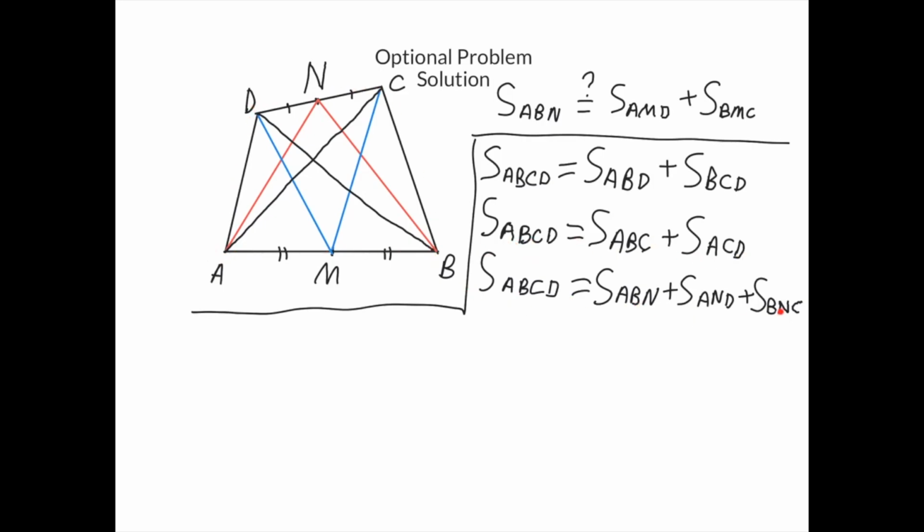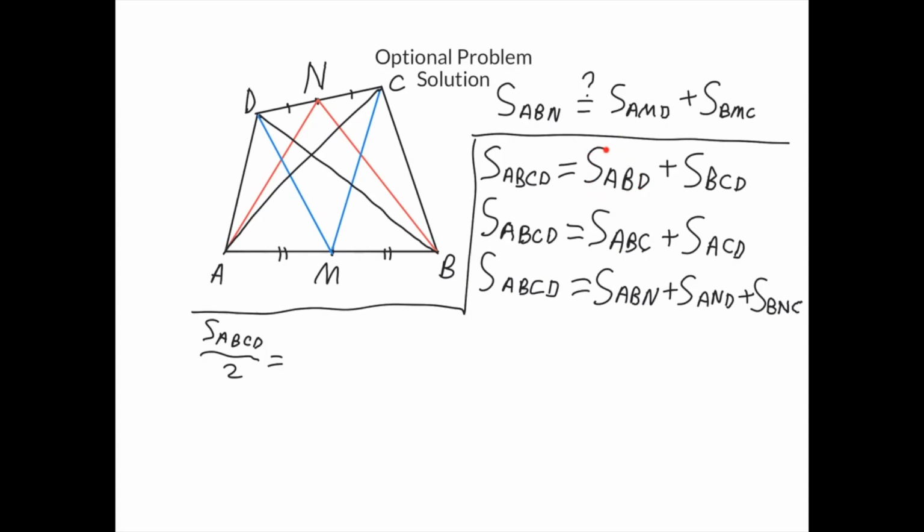And the third way, actually we're going to use the red segments AN and NB to split the quadrilateral. And so we get three triangles, ABN, AND, and BNC. And the sum of these areas equals the area of the whole quadrilateral ABCD, which is given here. Now I'm going to take this equality and divide it by 2. So on the left hand side I get the area of ABCD over 2. And let's see what we get on the right hand side.